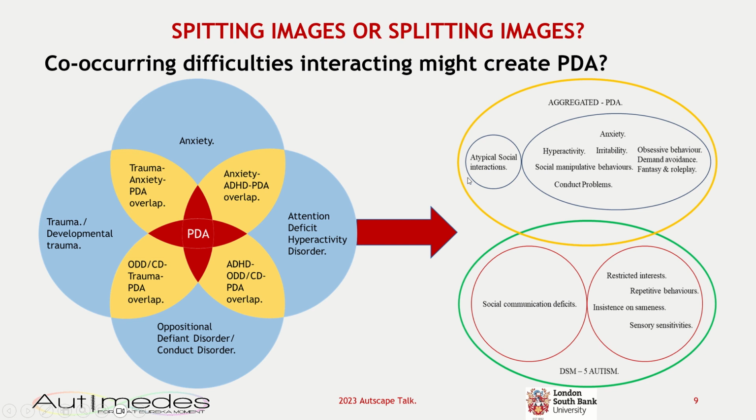You can see the atypical social interactors, which some people think PDA has, like hyperactivity, social behaviours, fantasy role play, conduct problems, et cetera. Autism is noted down at the bottom here, like social communication issues and RRBIs, from the DSM-5 autism criteria.